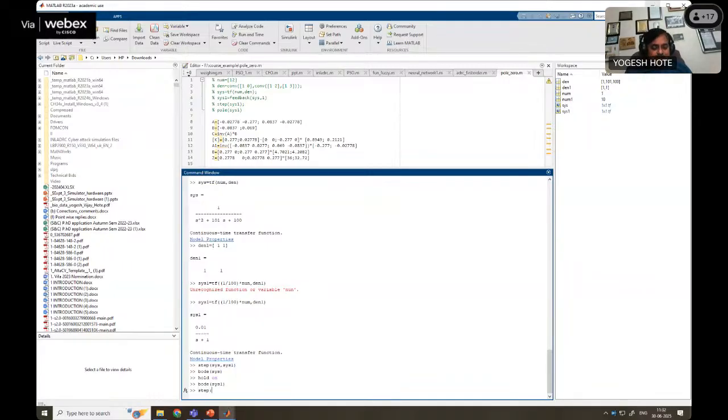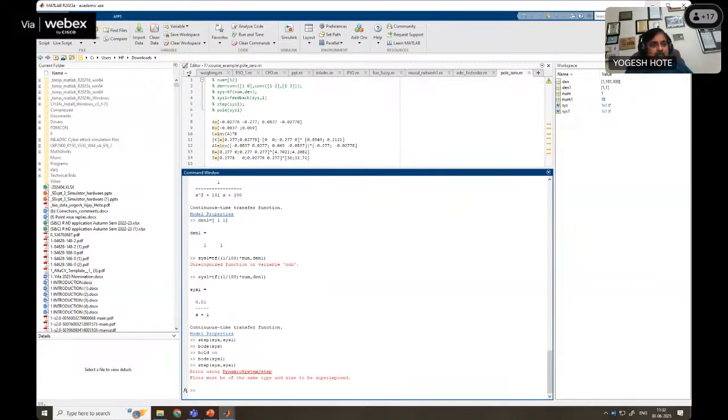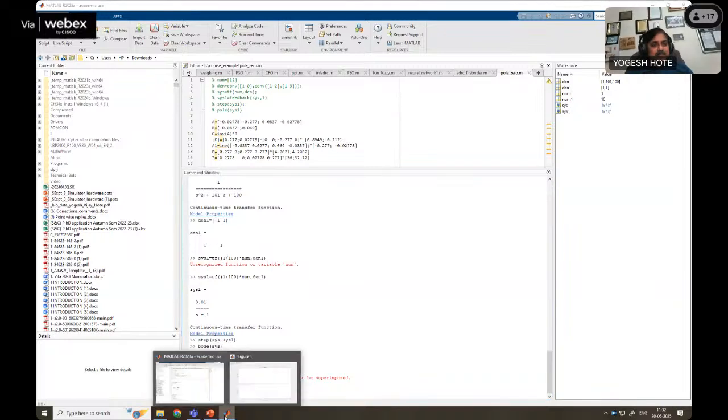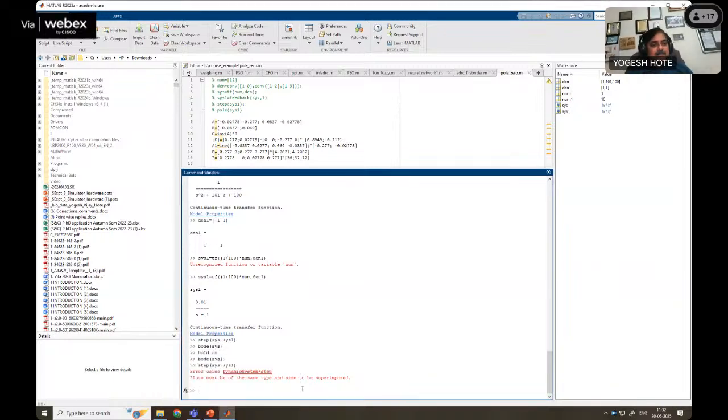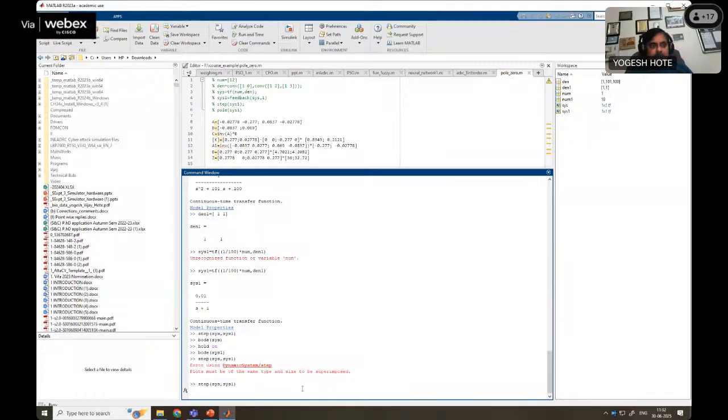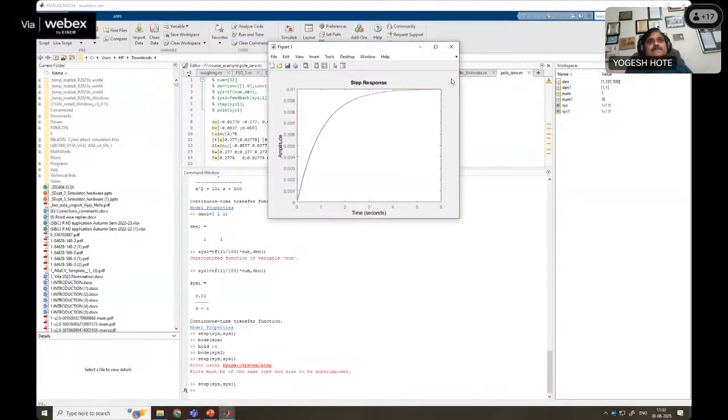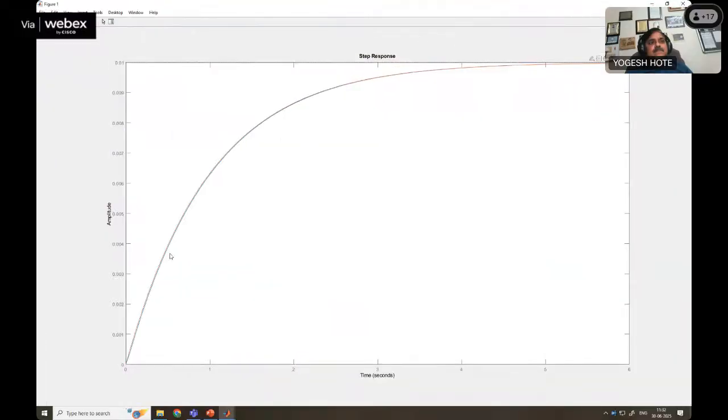State S5, comma S5. One minute. Got it. You can see the responses are exactly matching. You can see there are small minor variations there. They are exactly matching. You can see there's no issue.